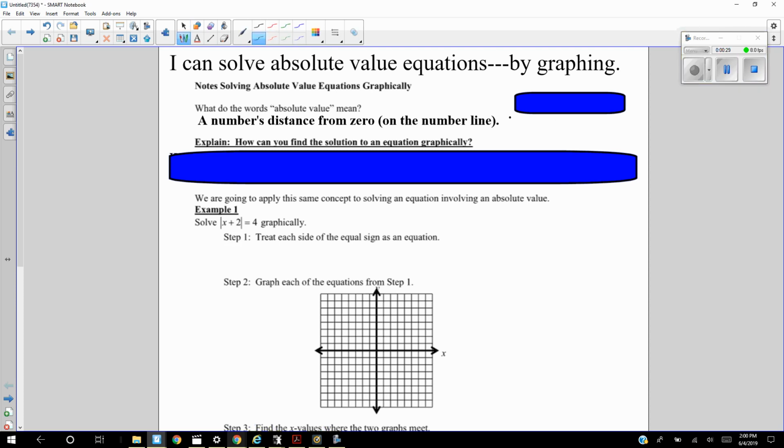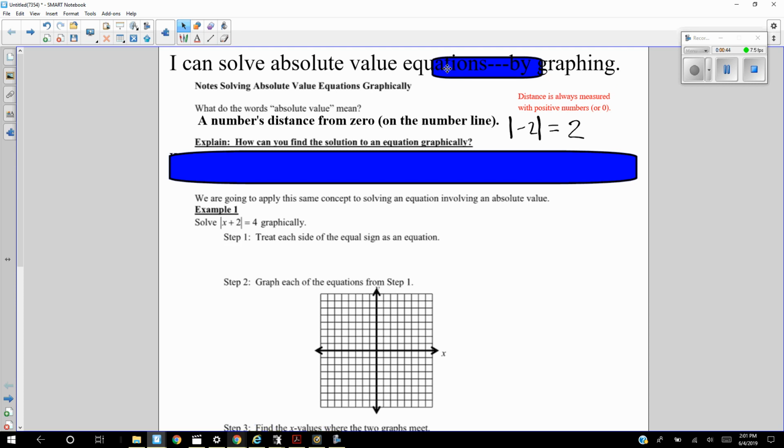So if you remember, absolute value is two vertical bars. The absolute value of -2 is +2 because it's 2 units from zero on the number line. We talked about that a little bit last unit. It's important to know distance is always measured with positive numbers or zero. Basically anything greater than or equal to zero, that's a distance. The distance cannot be a negative number.